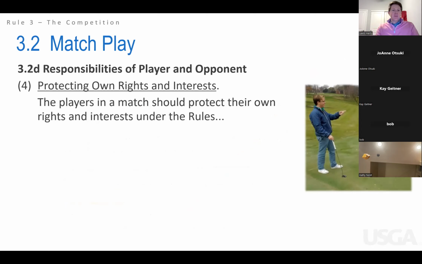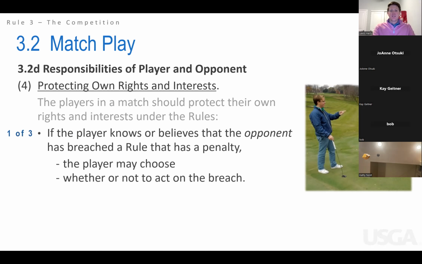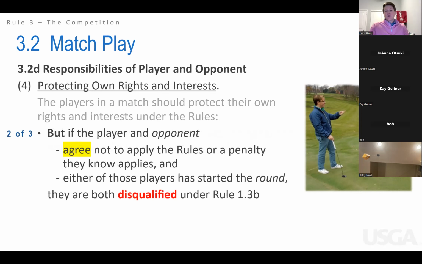And our last piece of match play here, protecting our own rights and interests. Again, I've already mentioned this a few times. You and the opponent are the only two people involved in this match. If you believe a player has breached a rule or the opponent has breached a rule, as a player, I can either choose to act or not act on that breach. In match play, it's perfectly fine for someone to overlook a breach of the rules that carries a penalty. We can't make an agreement to break the rules if we both know that there's a penalty here or waiving a penalty or doing something else. We cannot make that agreement.